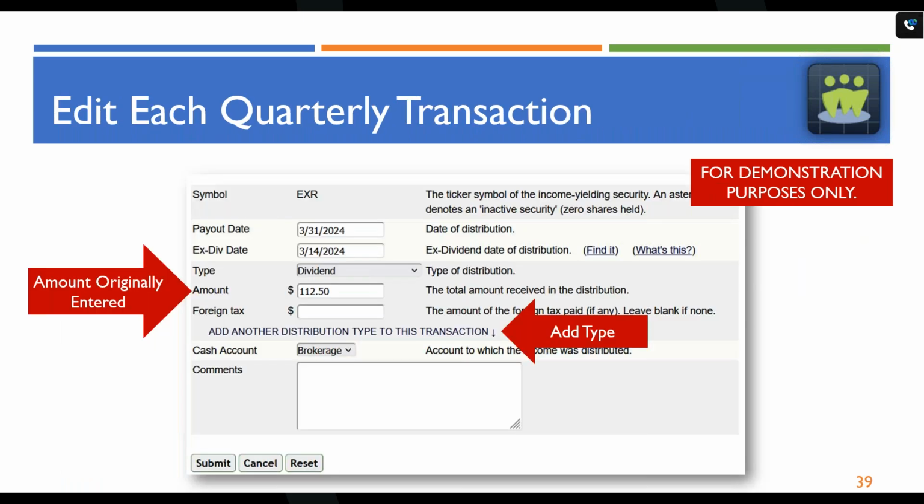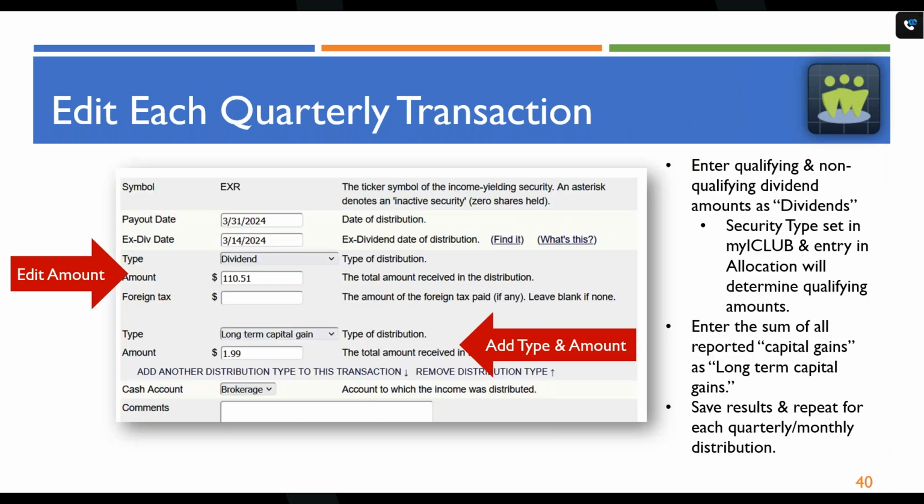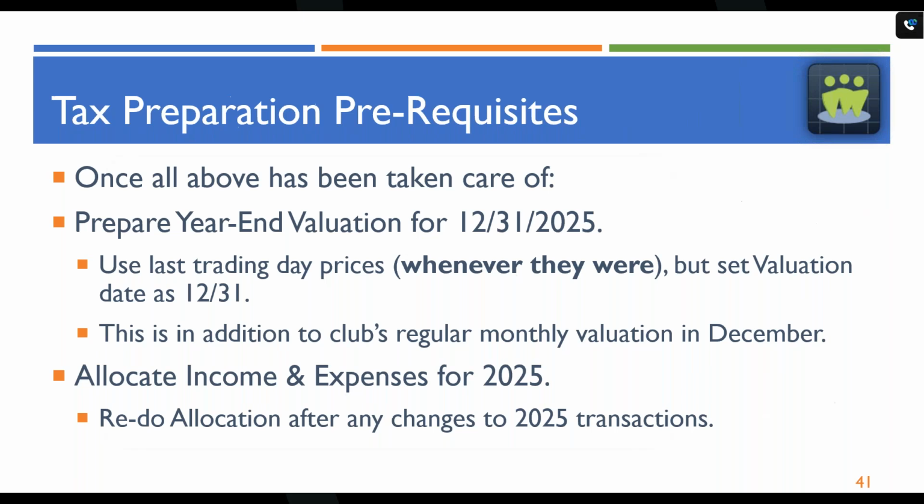Okay, and that's just showing where that link is. Add another distribution type. So for each distribution type, you just click on that and enter the amount, and you just click on it again until you have enough distribution types to cover all of the types that are listed on your 1099 or on the company's website. Okay, all right.